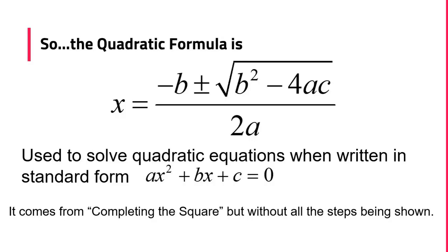The quadratic formula is x equals the opposite of b plus or minus the square root of b squared minus 4ac, all over 2a. It's used to solve quadratic equations when they're written in standard form, ax squared plus bx plus c equals 0. This formula does in fact come from completing the square, but we just don't have all the steps being shown.